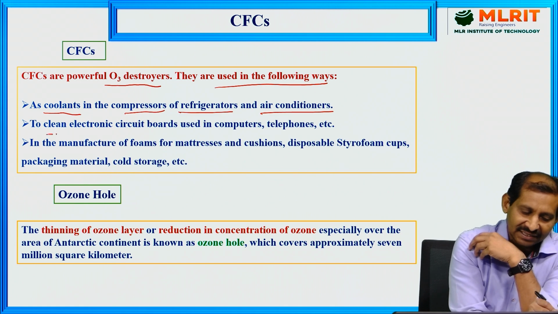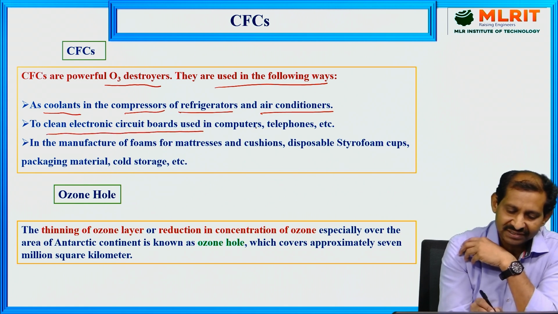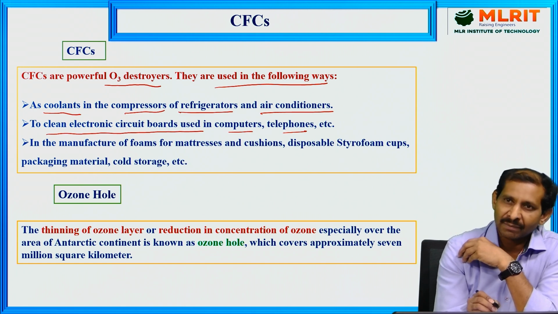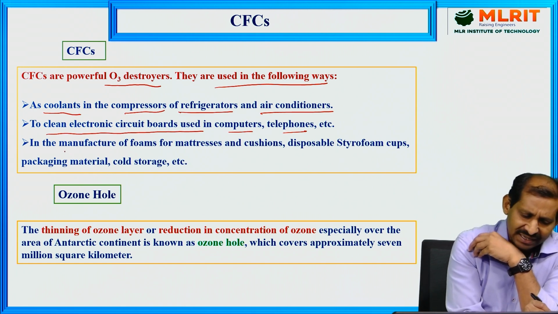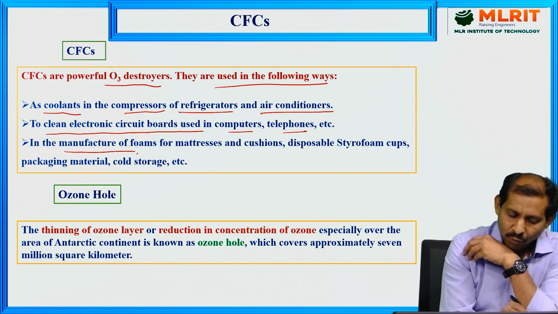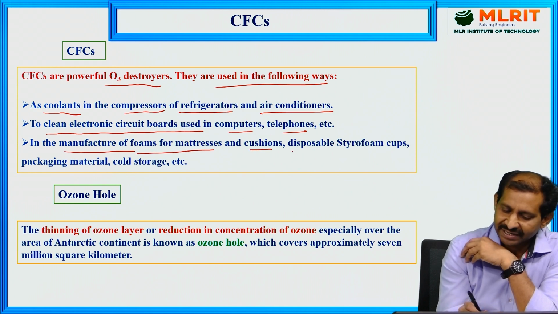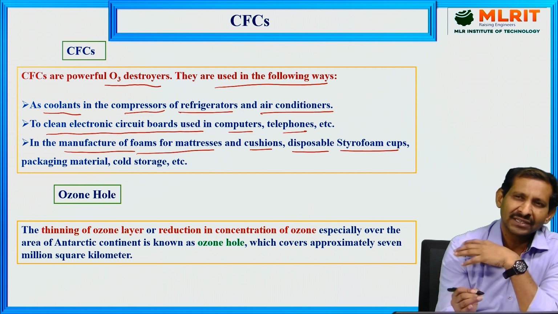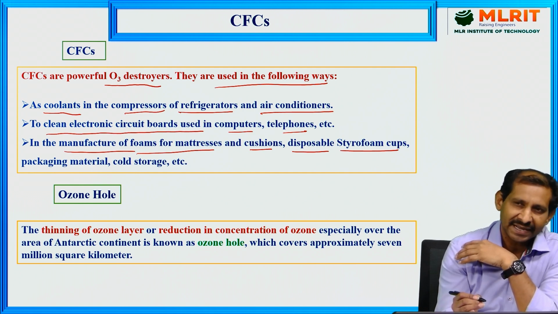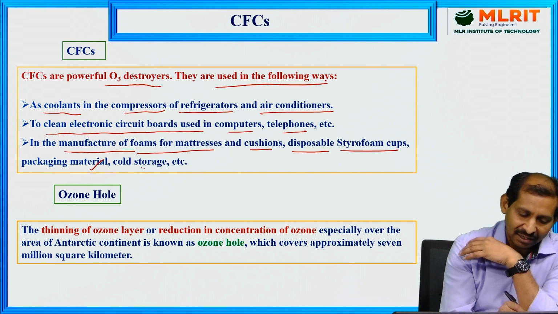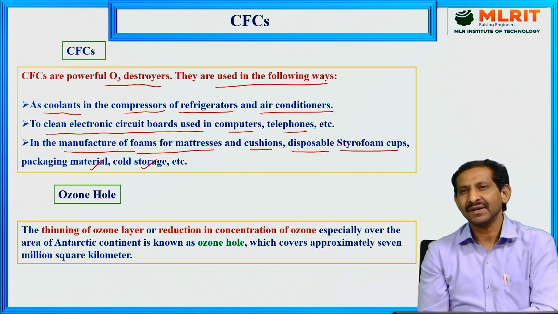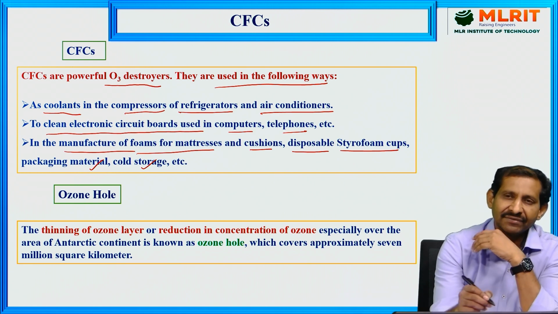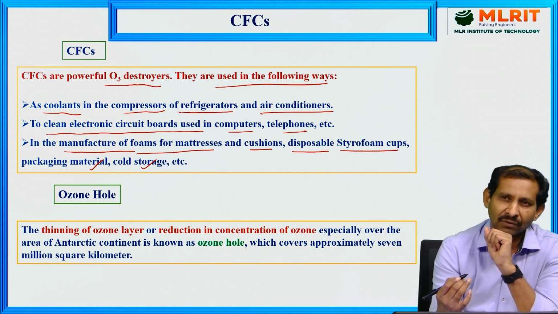The second use is to clean the electronic circuit boards used in computers and telephones. The third is in the manufacture of foam mattresses and cushions and disposable styrofoam cups. These are widely used as packing material for transportation, and for cold storage. This foaming material comes from chlorofluorocarbons. These are the three ways we widely use chlorofluorocarbons.